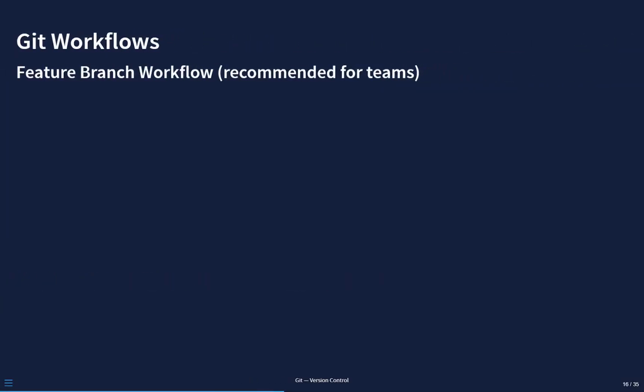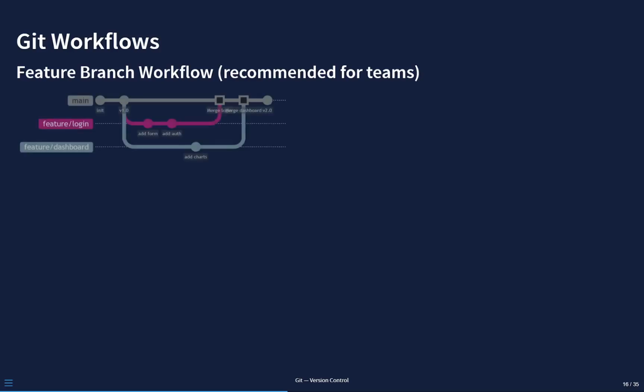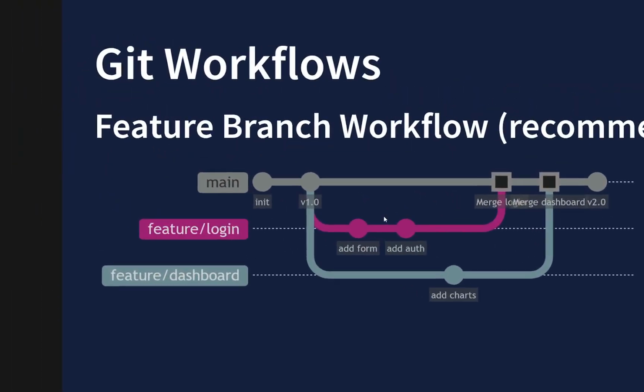Now that we understand the core mechanics, let's talk about how teams organize their work using Git, starting with the feature branch workflow, which is the most widely used approach in the industry. Click. The Git graph shows the pattern. You have a main branch. Every piece of work, a feature, a bug fix, a refactor, happens on a dedicated branch, isolated from main. Two features are being built simultaneously, feature/login and feature/dashboard. They run in parallel without interfering with each other. When they are ready, they get merged back into main.